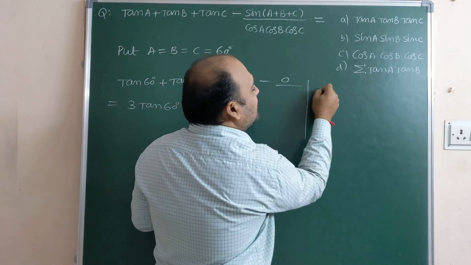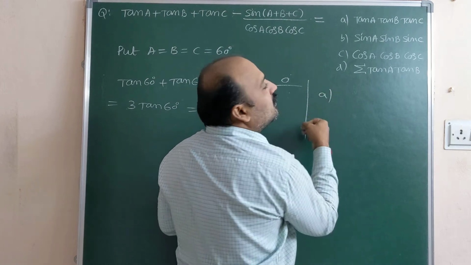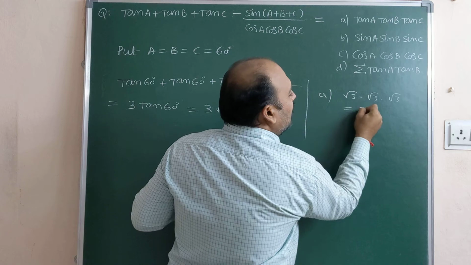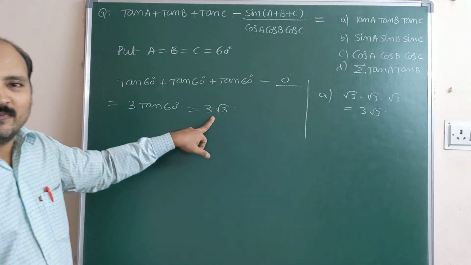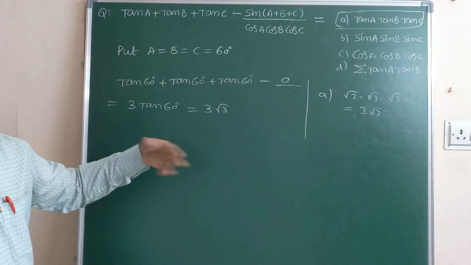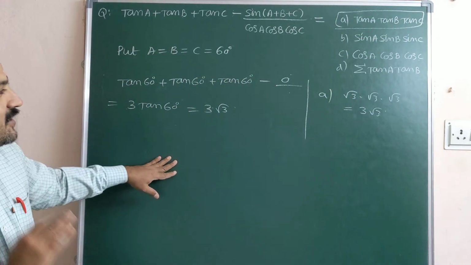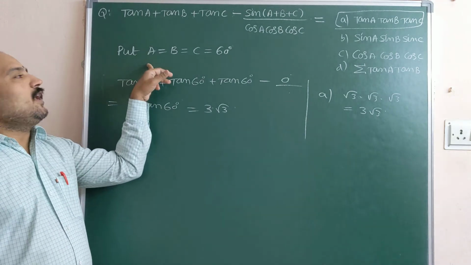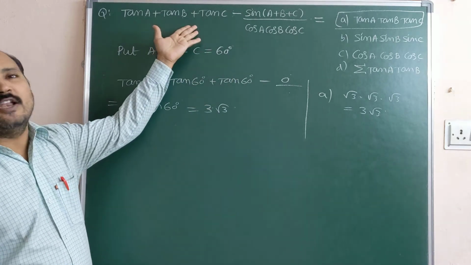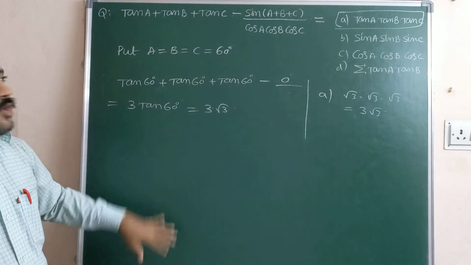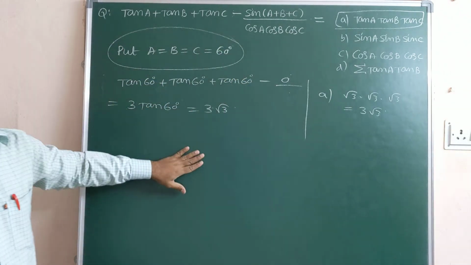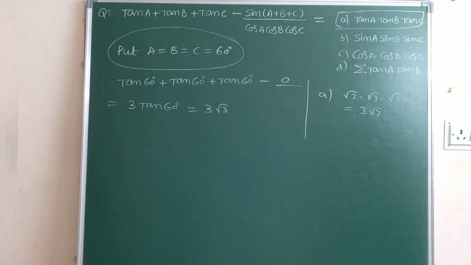A equal to B equal to C equal to 60 degrees, substitute in the first option: root 3 into root 3 into root 3. Is it equal to 3 root 3? It satisfies now. So the first option is satisfying, which means the first option is the right option. No need to go for any other option. I hope you understand, students. A equal to B equal to pi by 4 and C equal to 90, like this way you can take, but tan 90 is infinity and undefined, so we cannot take it for this case. So this is the right, suitable substitution shortcut for this question. We will move on to the next one.